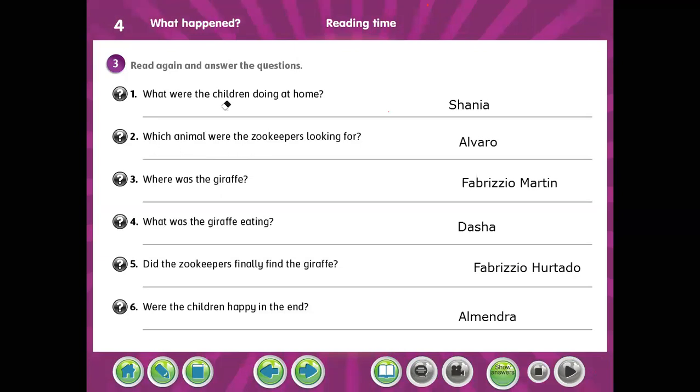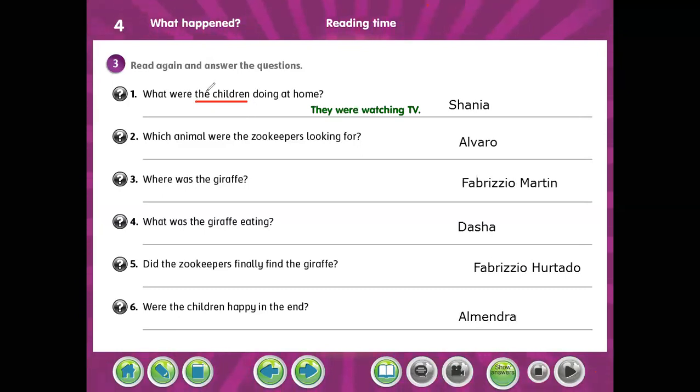Okay, Shania, please, tell me the number one. Teacher, the number one is the children were watching the TV. Very good, Shania, excellent. The children, es lo mismo que decir they. Very good. The children were watching TV. Very good, Shania.